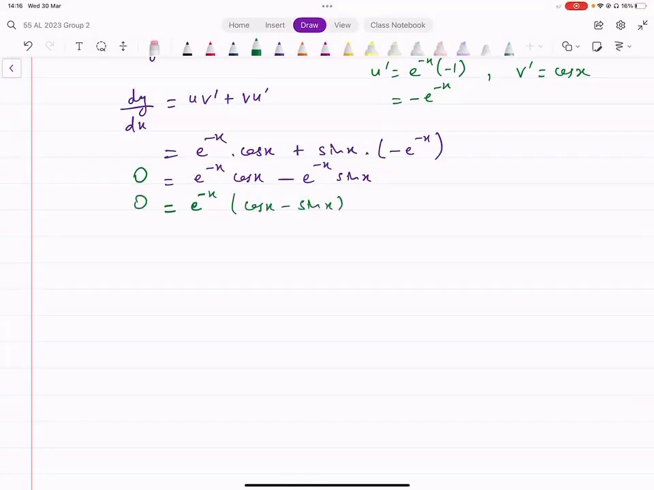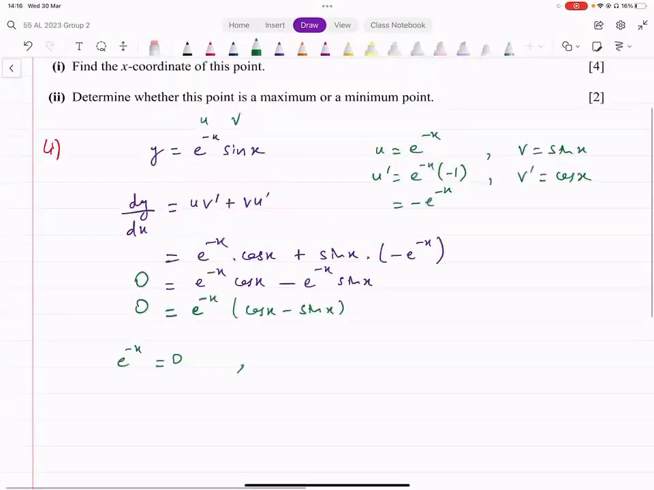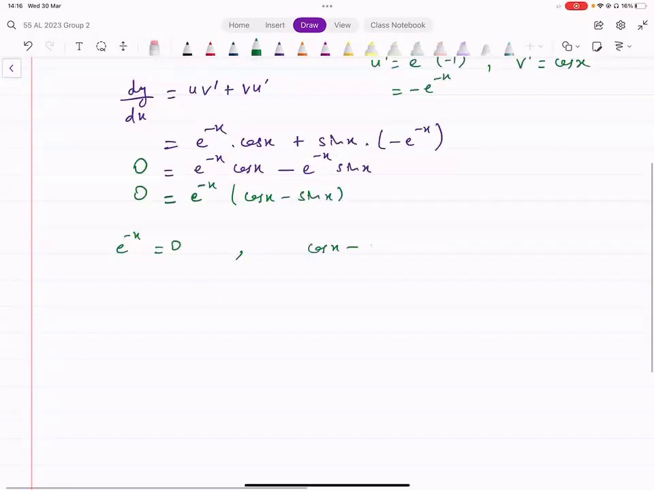Now we can say either e raised to the power minus x equals 0, because we have a product, two things being multiplied, and the result is 0. That's only possible if at least one of them is equal to 0. So either e raised to the power minus x equals 0 or cos x minus sin x equals 0. Two equations have come up here. e raised to the power minus x equals 0 gives us nothing. If you use log, you will get an error, since log of 0 is undefined.